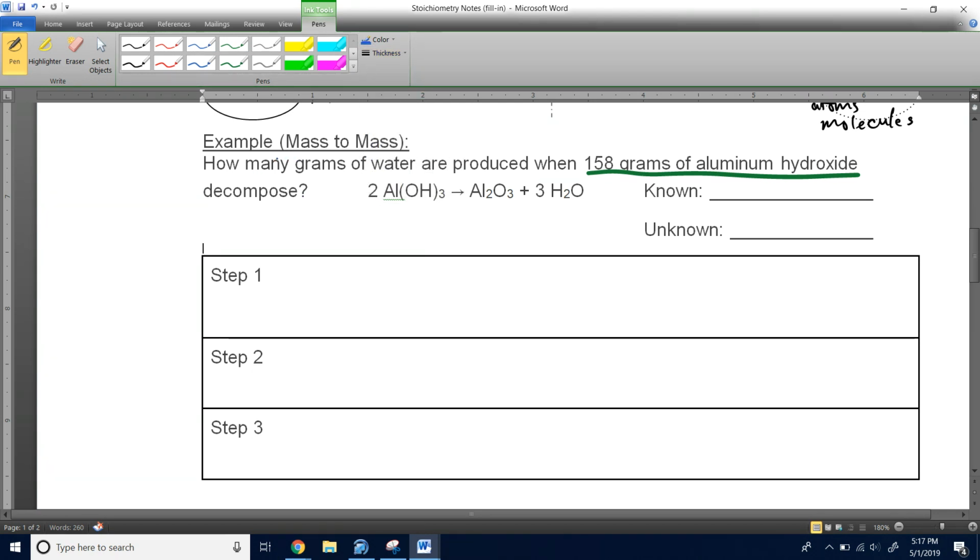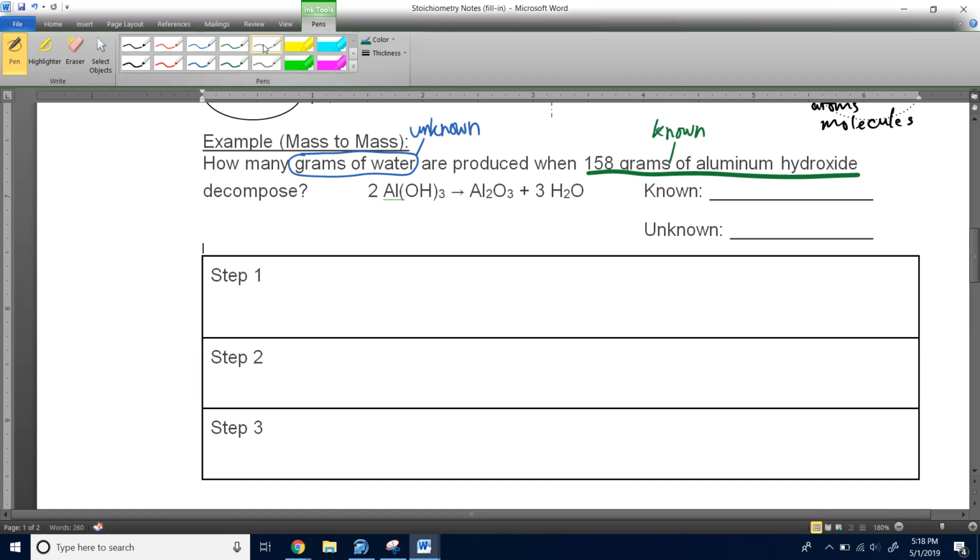Next step, we want to circle what we're looking for. Typically, what we're looking for is always going to follow how many. How many, in this case, is how many grams of water. So let's go ahead and circle what we're looking for. So this is the unknown. And this is the known.